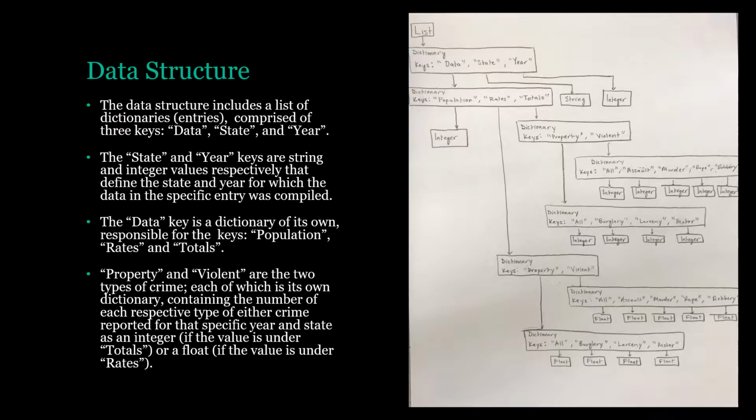So the data structure, I have it explained in depth over here on the left, but essentially the big points are year, which is an integer and is located in the first dictionary, and then underneath data in the second dictionary we have totals, which is another dictionary of its own, which contains violent, which is a dictionary of its own, and these are all the different types of violent crimes that I'm going to be including. Within violent there is all, and all is an integer value that includes the total amount of all these crimes for the specified year.